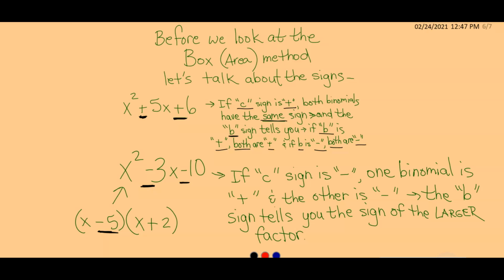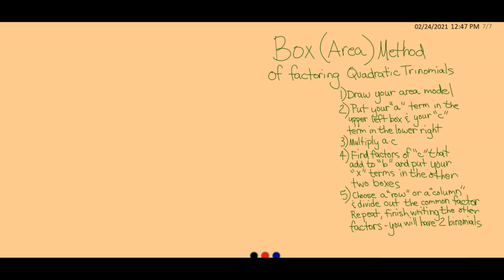So now let's move on to what we're actually doing: the box area method of factoring quadratic trinomials. Well, we need a trinomial, so I'm going to write one down right now. N squared plus 2n minus 15. Okay? So that's what we're going to be factoring.